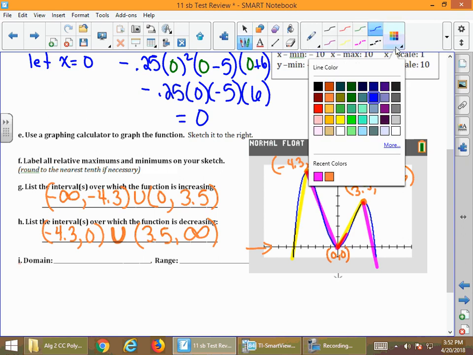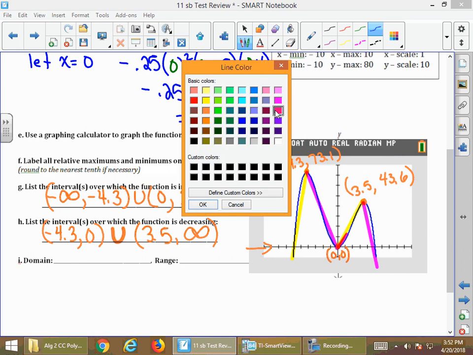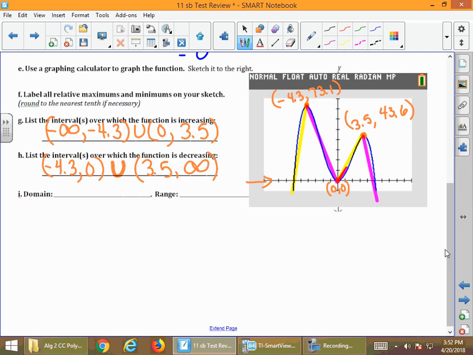When we look at our domain, well, the domain of most graphs in Algebra 2 is all reals. Not all of them, but most of them. Our range on this one, however, is not, because what we need to ask ourselves is, do we have a high point or do we have a low point on the graph? And we have a high point, and we really do this time. It's this negative 4.3, 73.1. That is the highest point in the graph. So we can say that our range is negative infinity to 73.1.